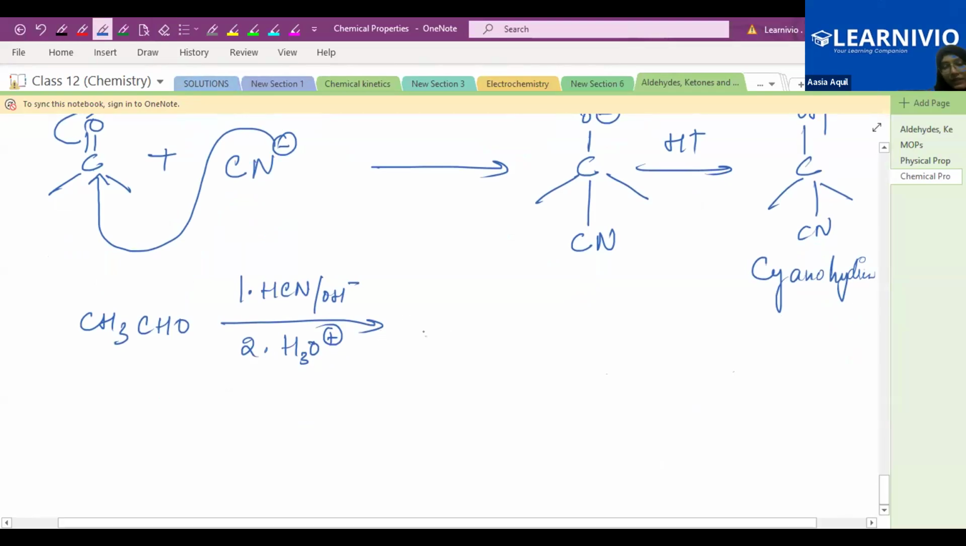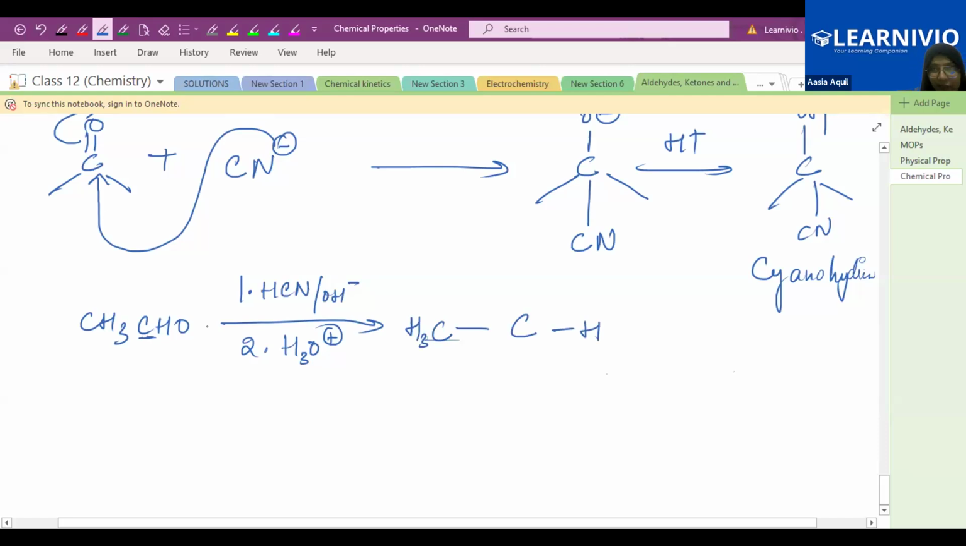So what is the product in this case? It's very simple. Now write this carbon, this aldehydic carbon. This carbon has one hydrogen and one methyl group. So just write down that. See how I am writing?